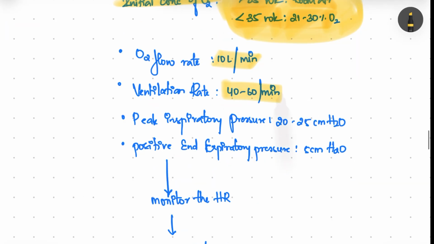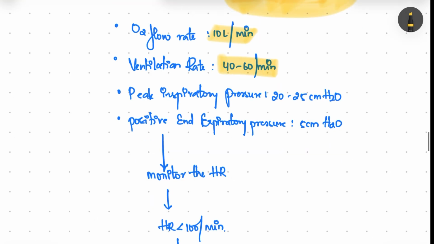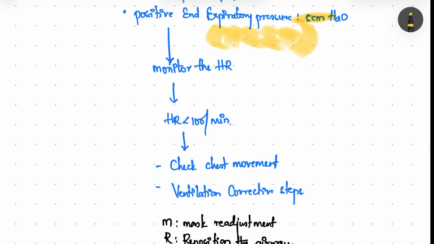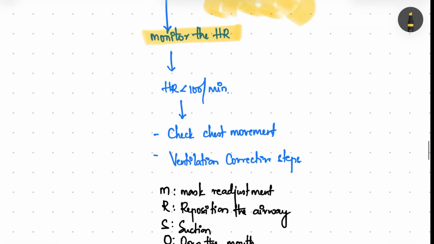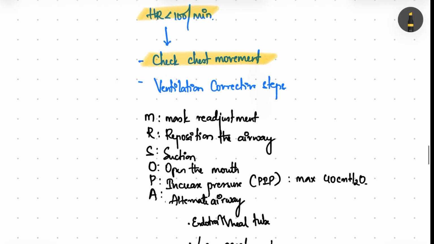Ventilation rate is 40 to 60 per minute. Peak inspiratory pressure is 20 to 25. Positive end expiratory pressure is 5 centimeters of water. The short form for this is P. That is the marker. Fine, adjust. Monitor the heart rate. Again, if the heart rate is less than 100, check for chest movement. Ventilation corrective steps you need to do.